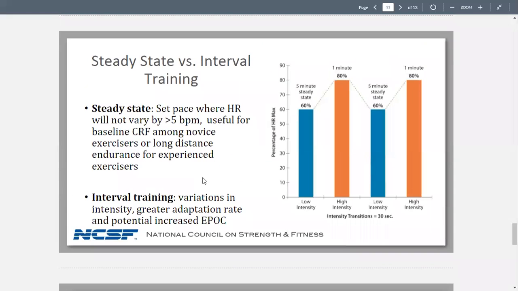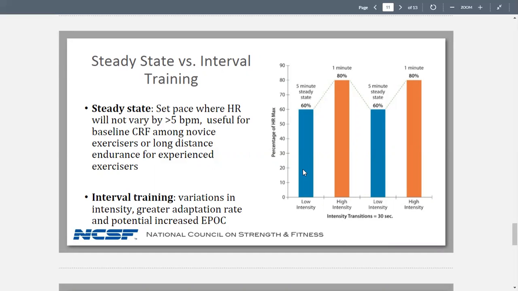Steady state versus interval training. Steady state is a set pace where heart rate will not vary by more than 5 beats per minute. It's useful for baseline cardiorespiratory fitness among novice exercisers or long distance endurance for experienced exercisers. Interval training has variations in intensity, a greater adaptation rate, and a potential increase in EPOC, or excess post-exercise oxygen consumption, okay? And that is basically your oxygen debt after you've worked out in high intensity states like interval training.